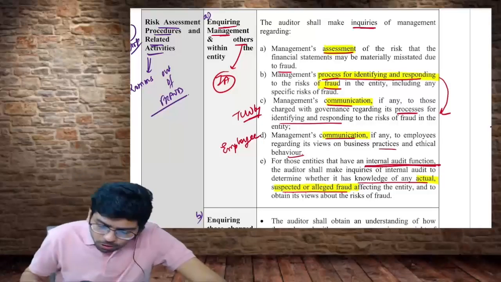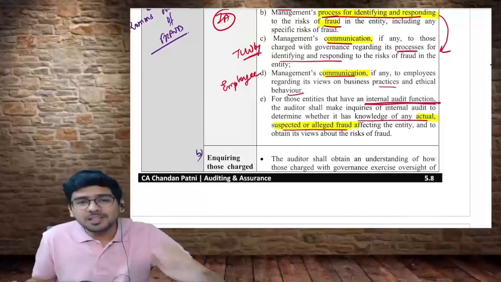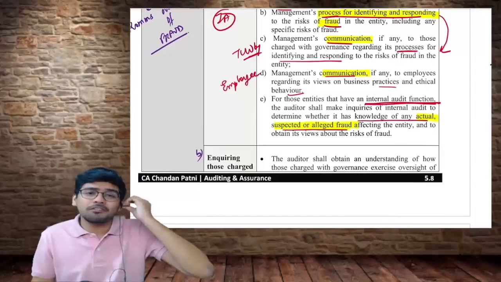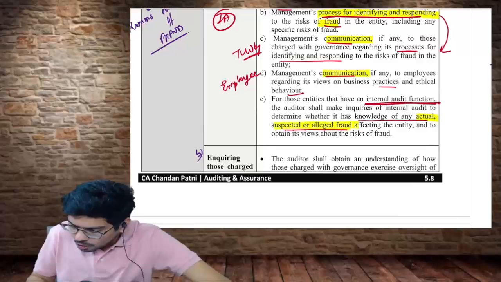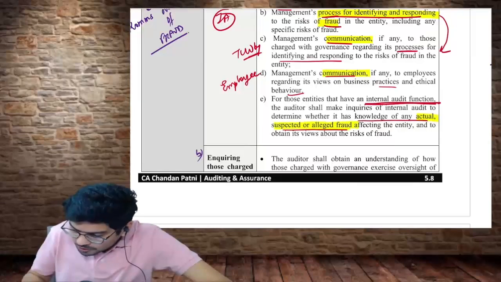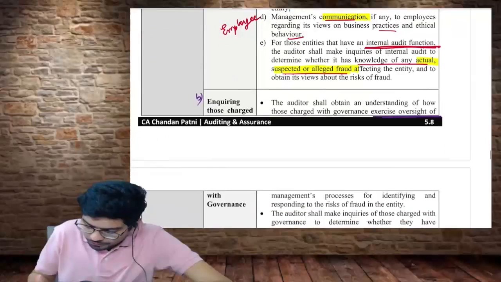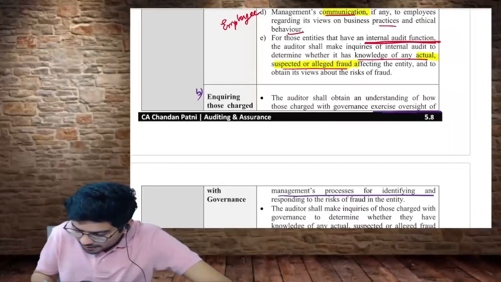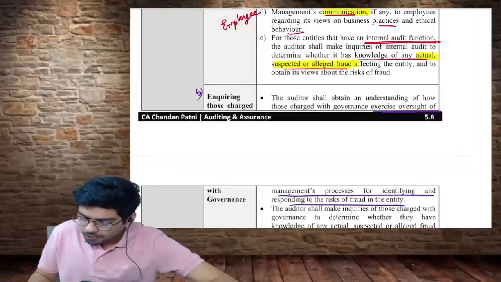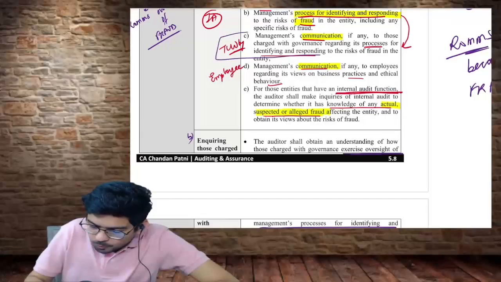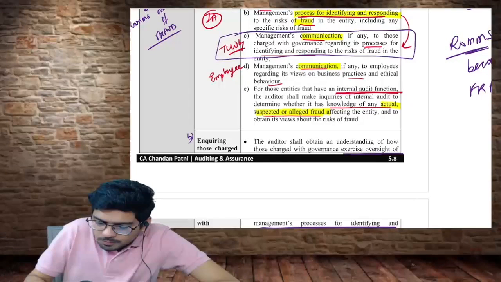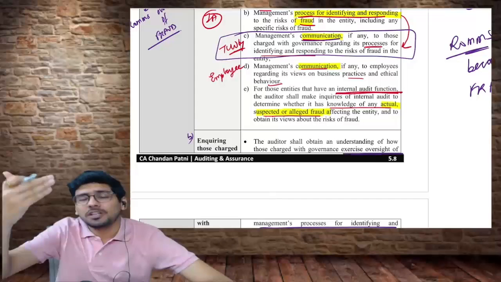Okay, now I'm also going to make an inquiry from the TCWG whether TCWG is aware about any fraud. Okay, so the next point is the auditor shall obtain an understanding of how TCWG exercise oversight of management process for identifying and responding to the risk of fraud in the entity. So please understand, in this point, management was responsible for communicating their process to TCWG.